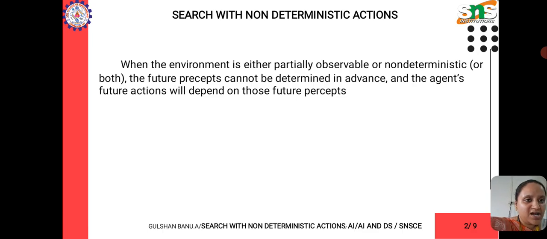When the environment is either partially observable or non-deterministic, the future prospects cannot be determined in advance, and the agent's future actions will be dependent on those future prospects. Okay, it will always be dependent upon the future prospects, and it will not do the action based on the current process. Okay, and that is why we are dealing with it with the search with non-deterministic actions.